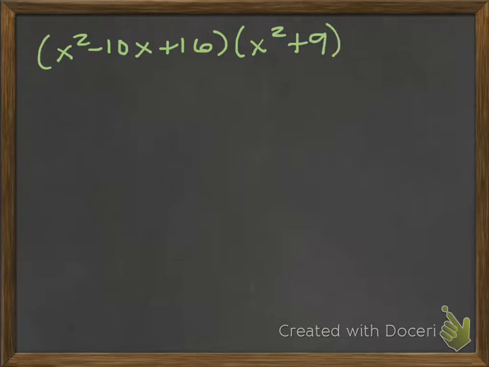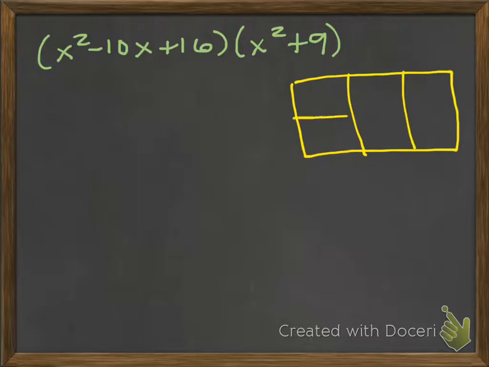So for those of you who do the box, you can do the box here. You're just going to do a 2 by 3. So I'll show you how to set it up. So you would have a 2 by 3. I'd have my x squared, my 9, and x squared, negative 10x, and a 16. So for those of you who do the box, go ahead and find the inside of the box. For people who don't do the box, it's just a big distributing problem.